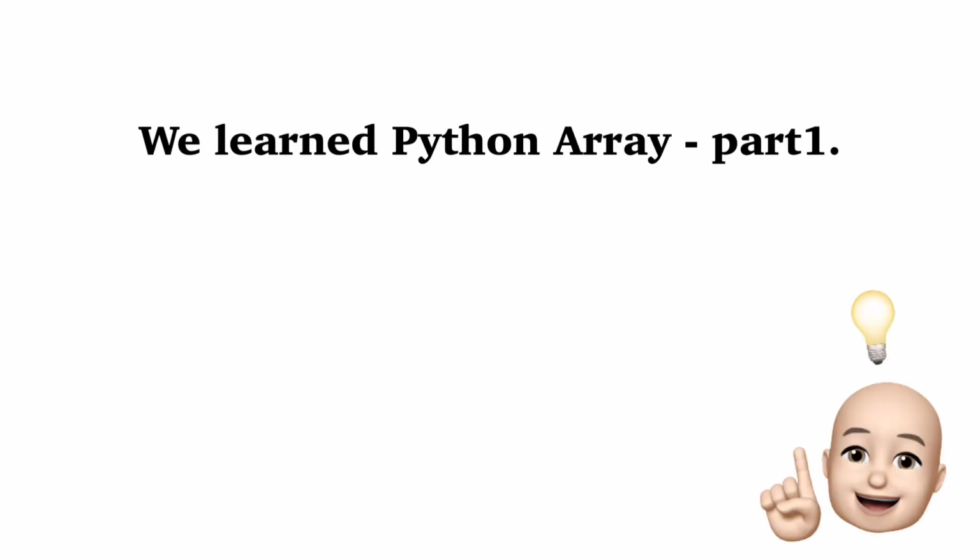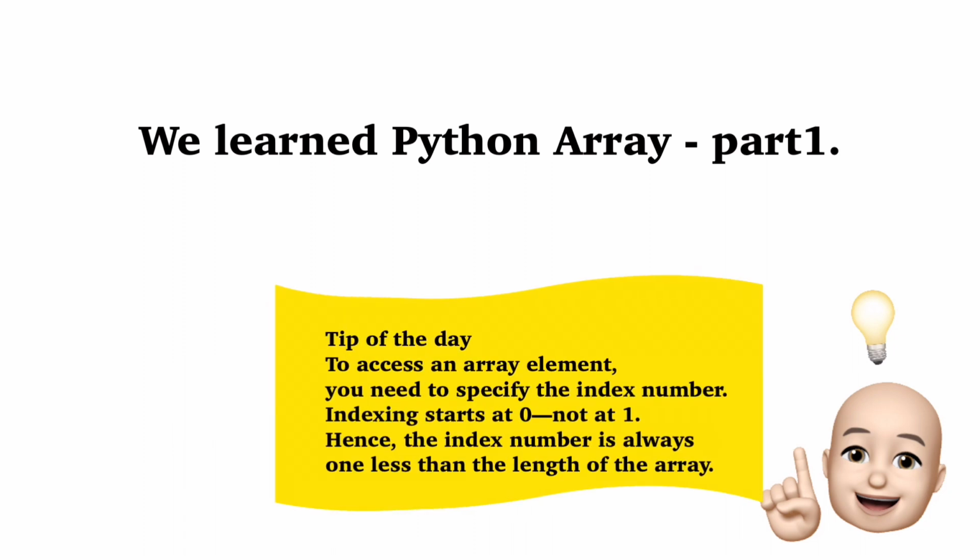Okay, that's all for today. So we learned basic Python arrays today, and we're going to learn a bit more next time. But the tip of the day, to access an array element you need to specify the index number, and the index number starts at 0 and not 1. So therefore, the last index number is always 1 less than the length of the array. And that's a good tip to learn, because in some programming languages you can go over the edge of the array and start reading random memory, which is something that Python will protect you against, but it still doesn't support you doing that, so bear that in mind.